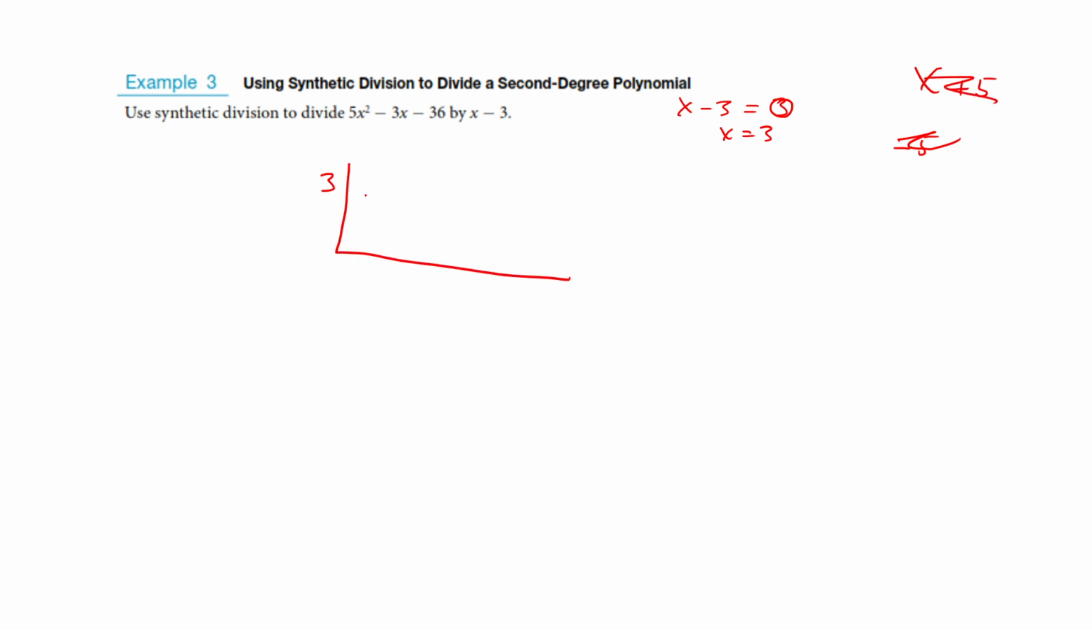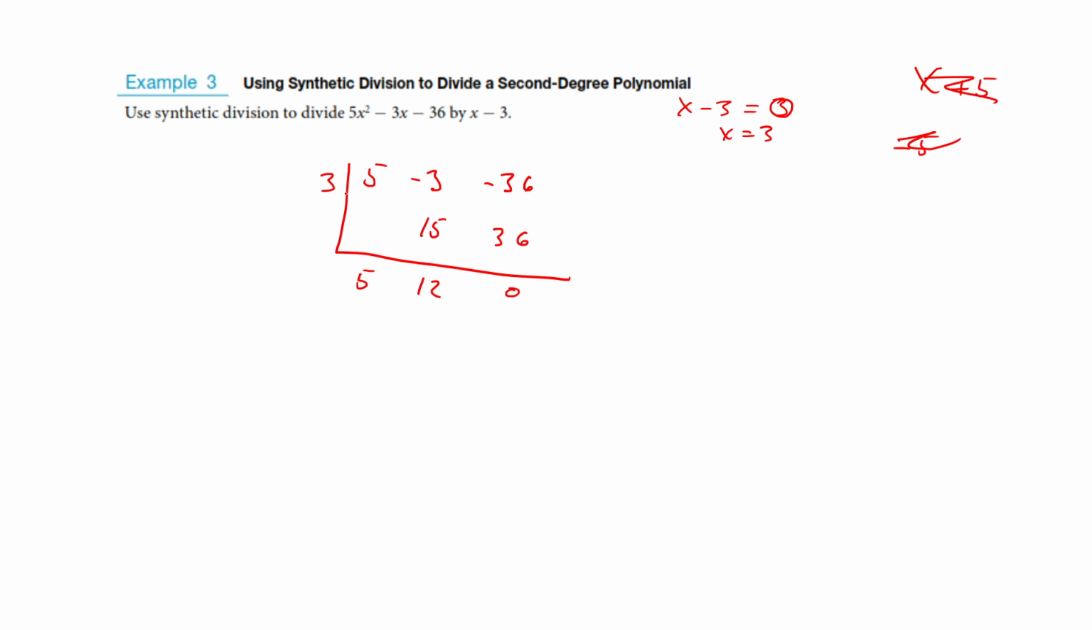I'm going to make this long L, and I'm going to put all the coefficients that I've got. Now synthetic is much easier than long division. All you do is this: bring down the first term, multiply them together. Now 3 times 5 is 15. Now add. You created 15, now let's add it up. We get 12. 3 times 12 is 36. Add them up. You get a remainder of 0. It's that simple.